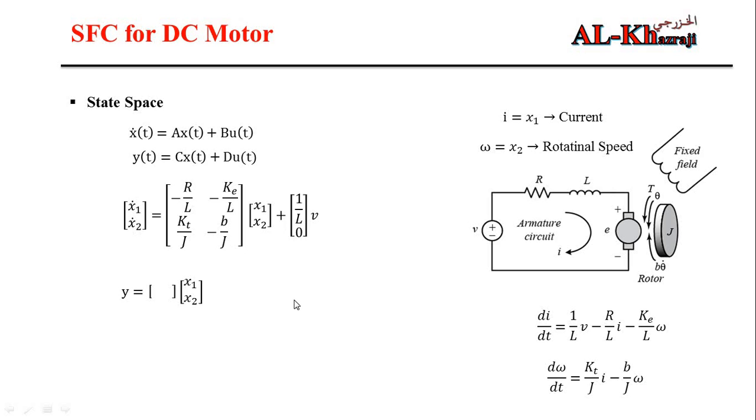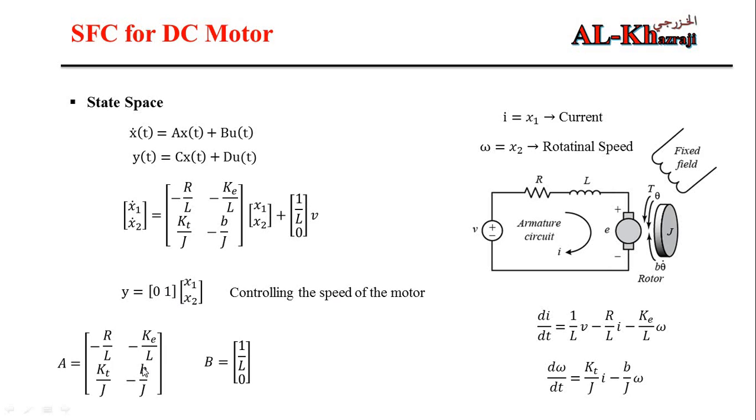Now the question is, what's our output? C represents the output matrix. Which of these two states are we interested in? We are interested in controlling the rotational speed of the motor. So from these two states, we are not interested in the current, so we put 0. And we put 1 for the rotational speed because we are controlling the speed of the motor. Now, based on these two equations, we have the final formula of A, B, C and D. And this is what we will use in MATLAB to build the model.